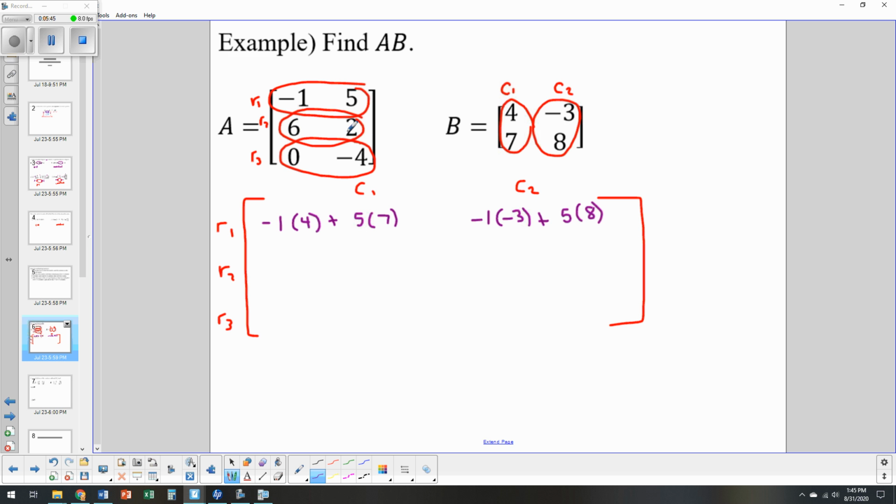So now I'm going to do row 2 with column 1, and that's going to go here for row 2, column 1. So that's 6 times 4 plus 2 times 7. All right, so I don't know if you could tell now what I meant by its partner, right? The first number multiplied by the first number, the second by the second. So now we're going to do row 2, column 2. So that's 6 times -3 plus 2 times 8.